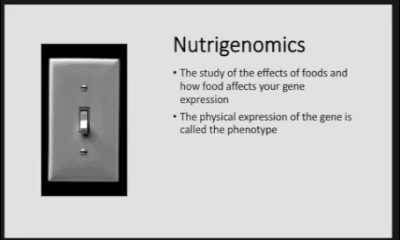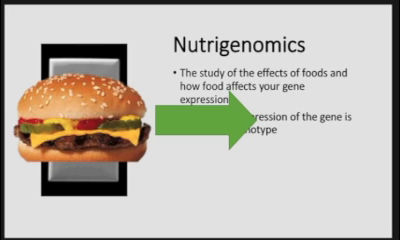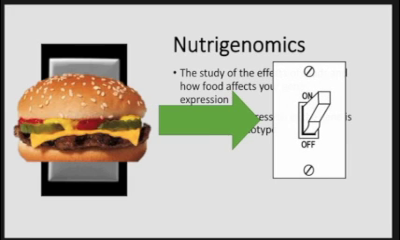For example, the FTO gene, also known as fat mass and obesity associated, has been linked to obesity and expressed in adipose tissue and in regions of the brain involved in the regulation of energy balance. This gene was only found to be associated with obesity in the presence of a high-fat diet. The high-fat diet turns on the light switch for the obesity gene.